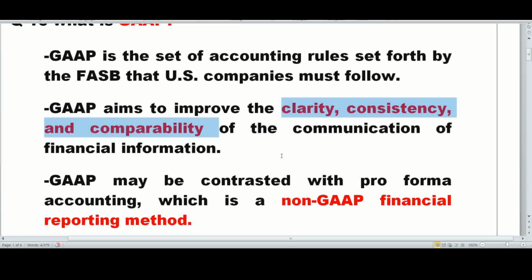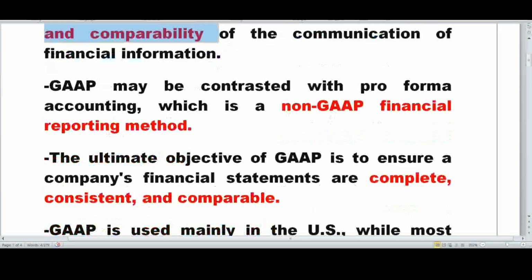Sometimes the enterprise does not follow the GAAP, and in such cases some enterprises are pro GAAP, they follow it. Some enterprises use a non-GAAP financial reporting method, so they don't follow the GAAP.